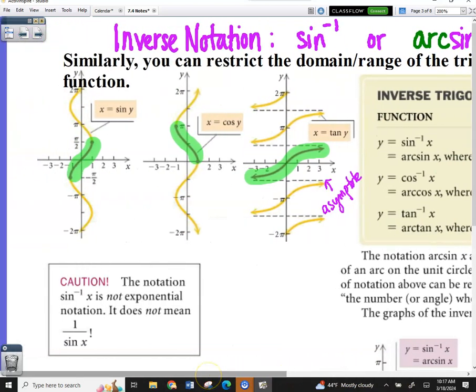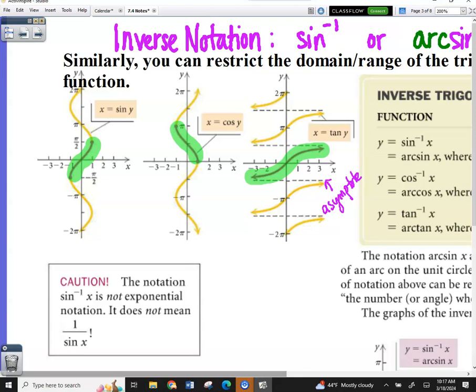Let me explain over here where these came from. Domain means the x values. What are the x values covered by sine? Our highlighted section runs from what to what?